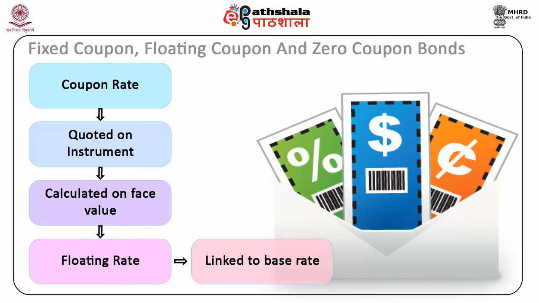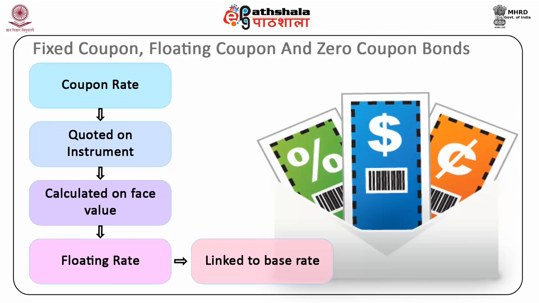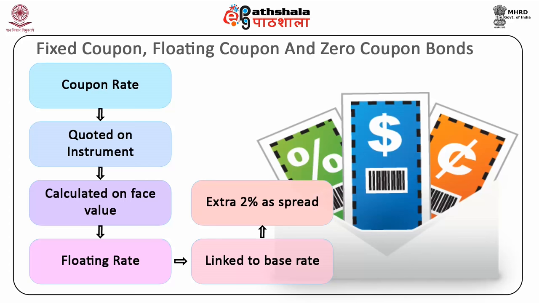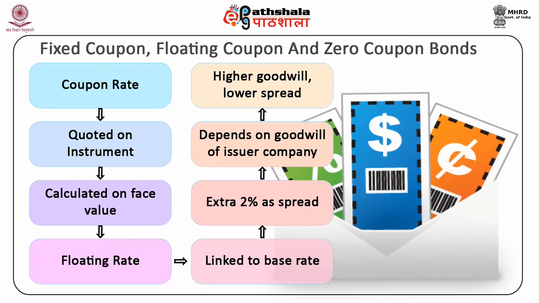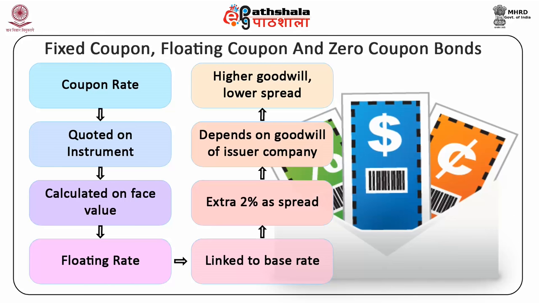Floating rate is linked to a base rate and, for example, can be expressed as 10-year G-Sec plus 2%, where 10-year G-Sec is the base rate and will change whenever there is a change in the 10-year government bond market interest rate. The additional 2% is known as the spread and depends on the goodwill of the issuer company and market interest rate movement at the time of issue. Higher the goodwill of the issuer, lower the spread and vice versa. In this case, the coupon rate will continue to move in alignment with the changes in the rate on government securities.